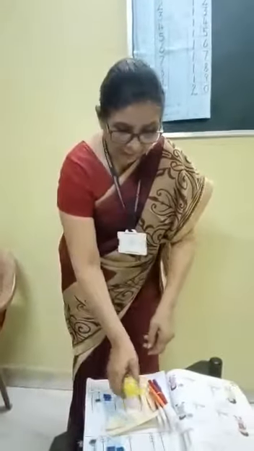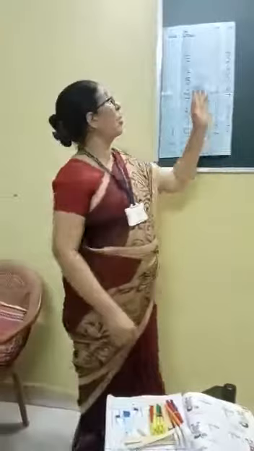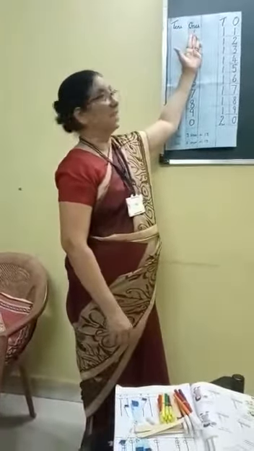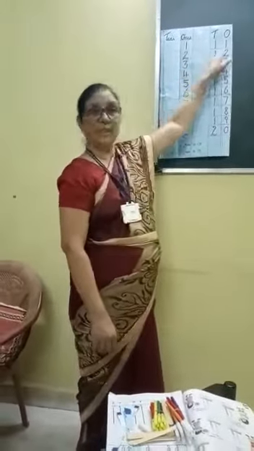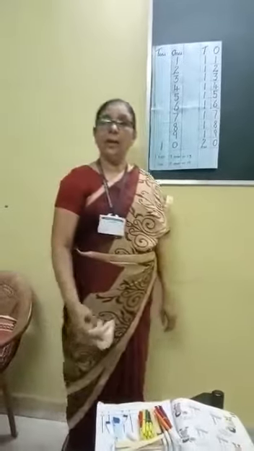Okay. Now, I think you have understood the concept of tens and ones. How do you write tens and ones? T is for tens and O is for ones. Now, we are going to learn tens and ones on the abacus.